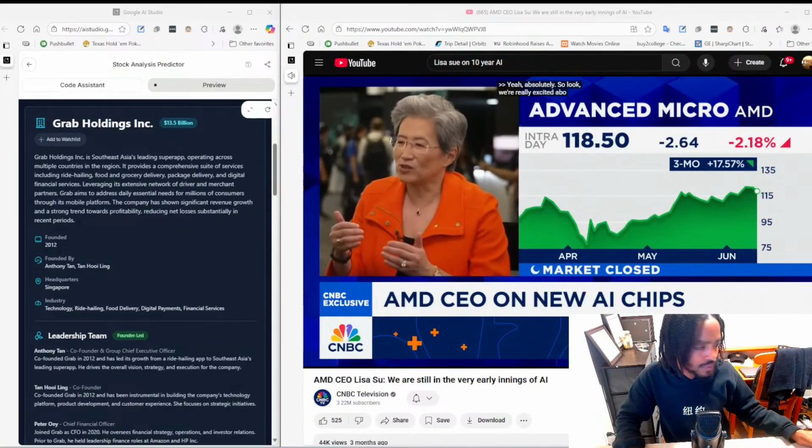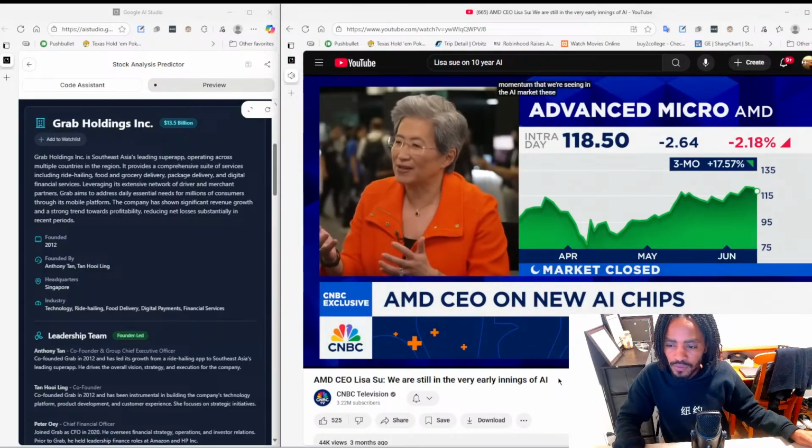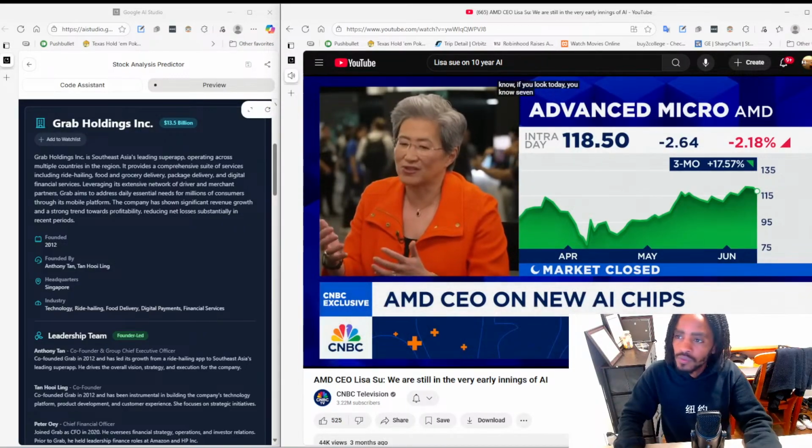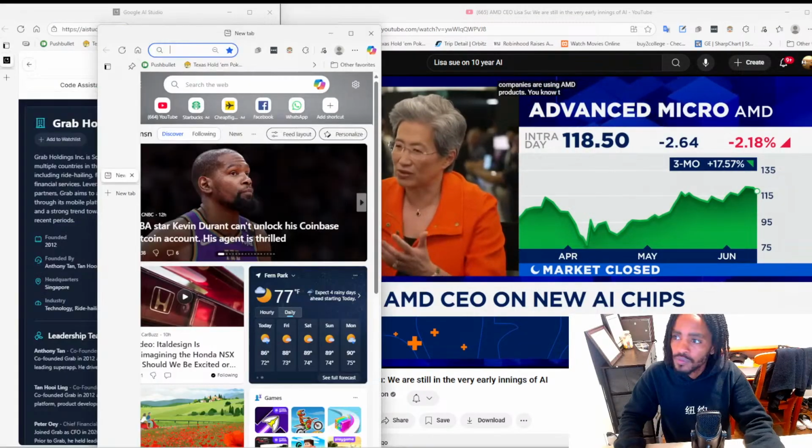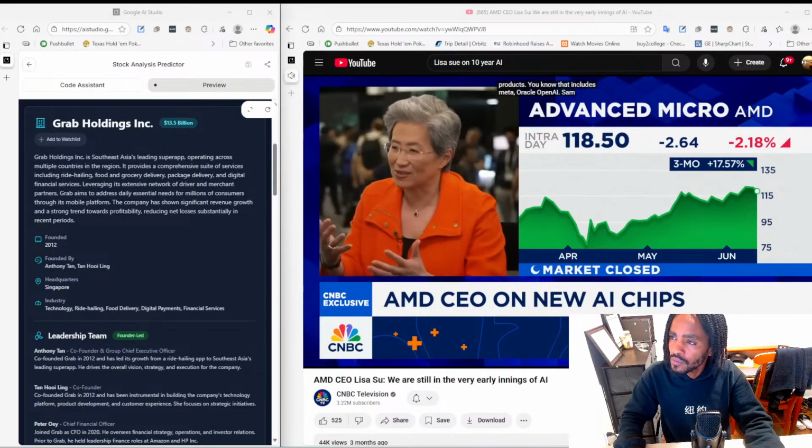If you look today, 7 out of the top 10 model builders and AI companies are using AMD products. That includes Meta, Oracle, OpenAI. Sam Altman was here with us today. Meta and Oracle were here. xAI, Tesla, to name a few.